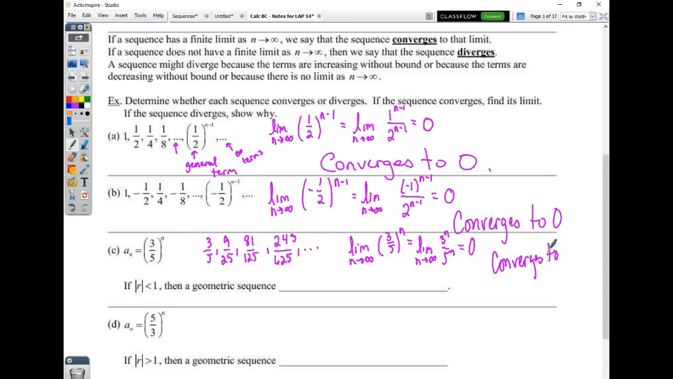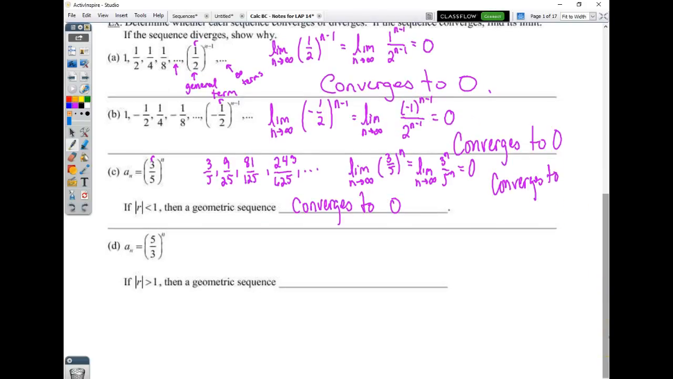to 0. In fact, if you look at all 3 of those, what can you tell me about the absolute value of the number inside of the parentheses? We're going to call that an R. This is R, this is R, this is R. What can you tell me about all 3 of these R's? The absolute value of those are all less than 1. And in each one of those cases, what have you noticed? They all converge to 0. That's true for any geometric sequence. Not that we really need a shortcut on those. It's not like they're particularly difficult.